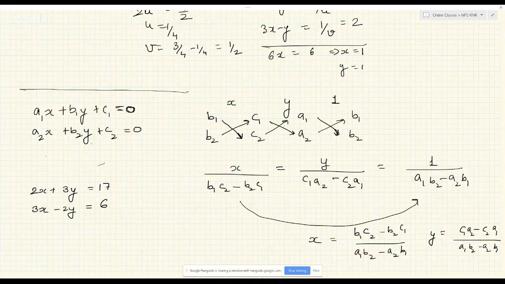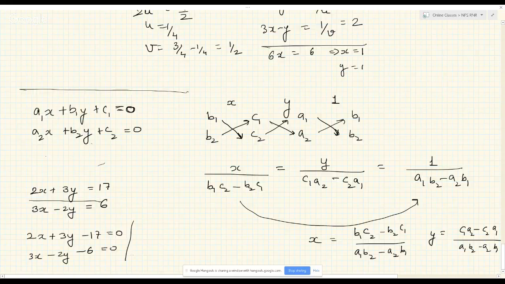x is 4 and y is 3. Correct. So in this question, you had to take 17 on the other side. So please be very careful while solving questions. First of all, make sure that all of them are in one place. 2x plus 3y minus 17 equals to 0. And then 3x minus 2y minus 6 equals to 0. Follow this and then only you solve.